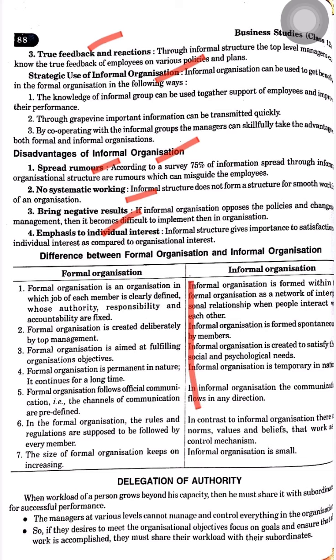Now difference. Formal organization is an organized structure and informal is an unorganized structure. Then formal organization is created deliberately by top management. Informal is not created by top management, but it is created automatically, okay, by the members. Formal is aimed at fulfilling the organizational objectives and informal is for psychological and social needs. Formal organization is permanent in nature, but informal is temporary.